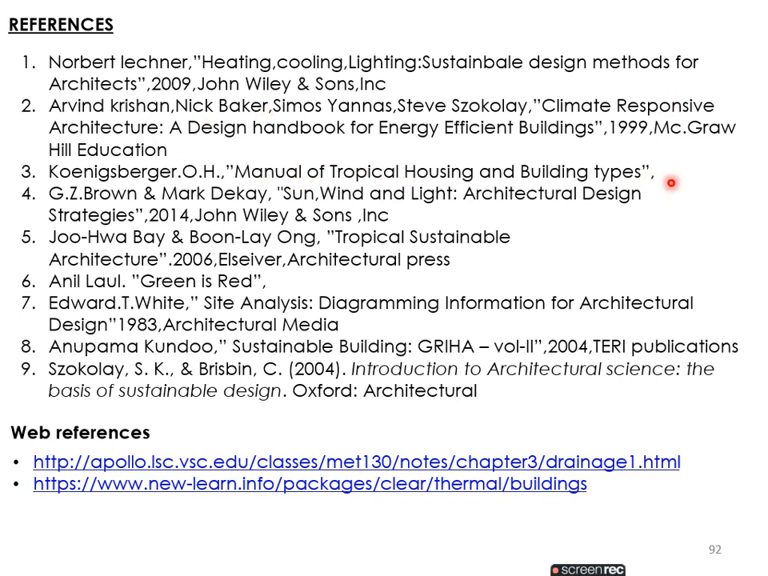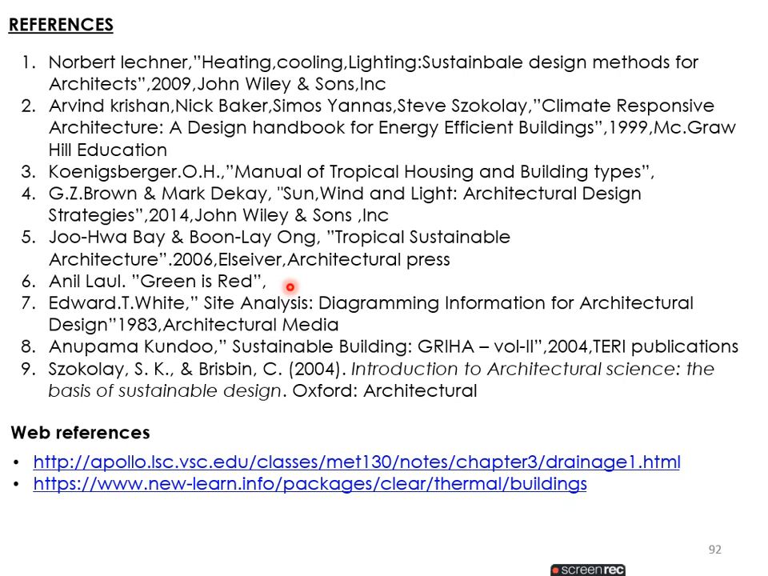This is the manual of tropical housing and building types. We have Sun, Wind and Light, which is an awarded book. You can go through that. We have Tropical Sustainable Architecture. It's a set of research papers, very interesting, so you can just go through this. Green is Red is a very nice book. Anil Lal is an Indian architect. This is a very nice book. You have to read or go through it.